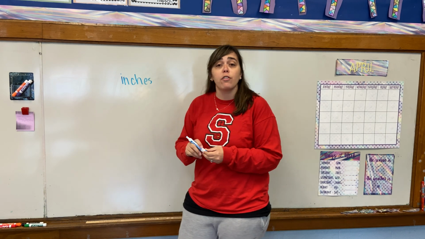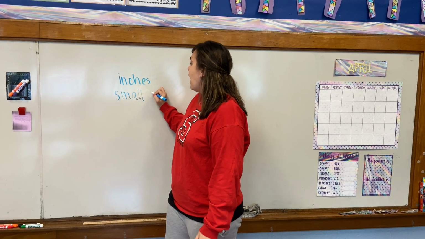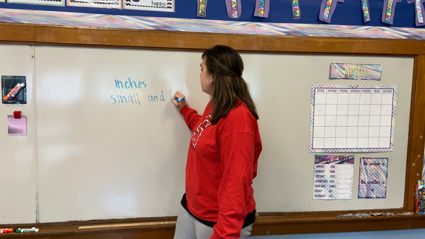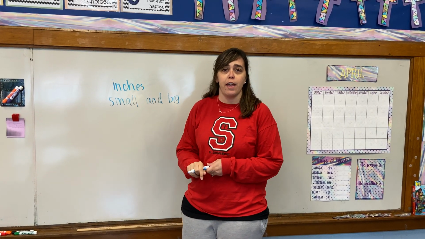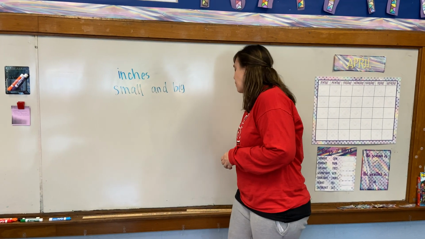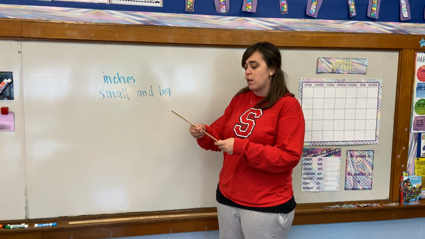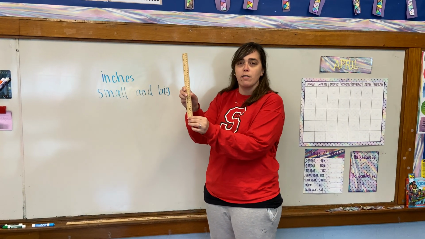Okay, so we can measure things that are small and big. And we have different tools for things that are small and big. We also want to make sure that we get the exact measurements. So we start from 0. And the small thing that we use, starting from 0, is our ruler.